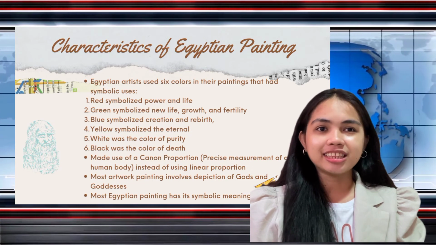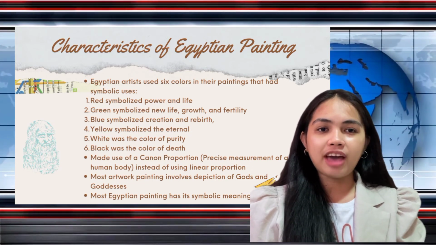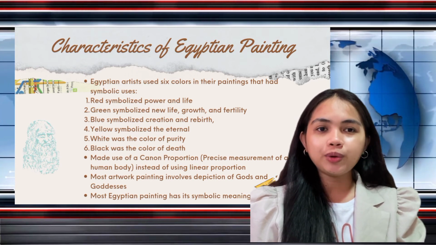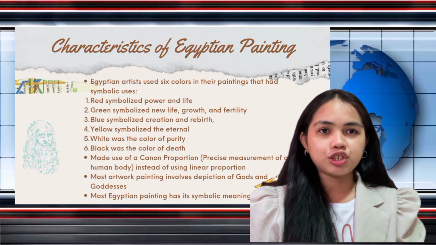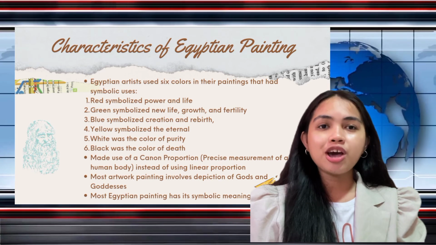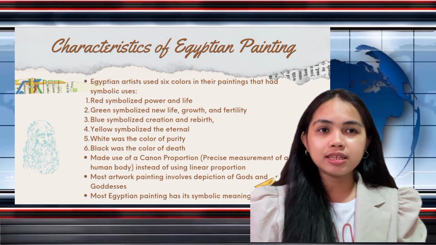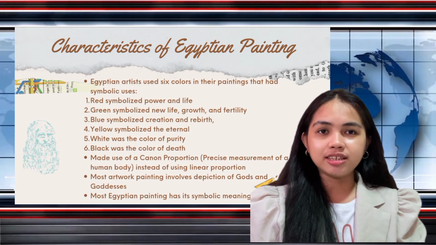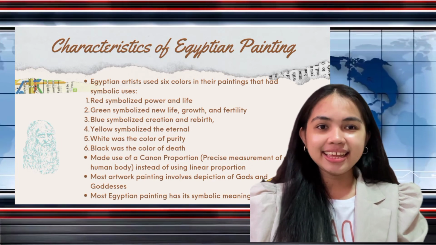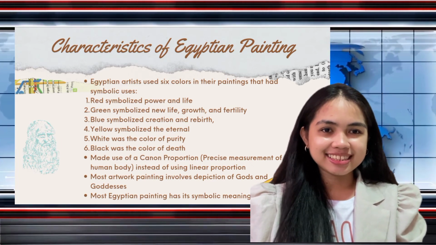In addition, unlike typical paintings, Egyptian paintings commonly made use of the canon of proportion, which was the sizes of figures that were calculated purely by reference to the person's social status, rather than by the normal artistic rules of linear perspective. Also, most artwork involves depiction of gods and goddesses, which is famous in Egyptian culture. Lastly, most Egyptian paintings have symbolic meanings.